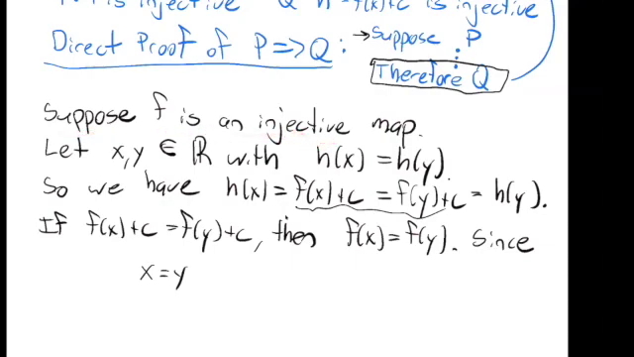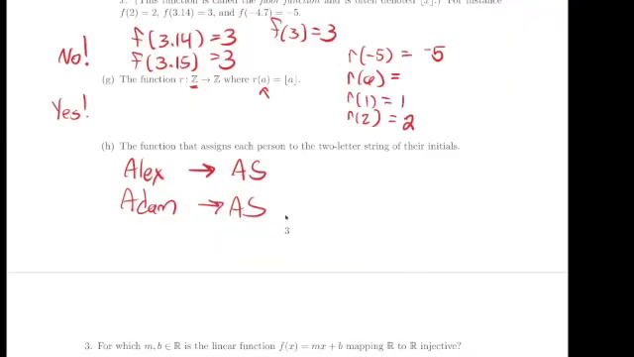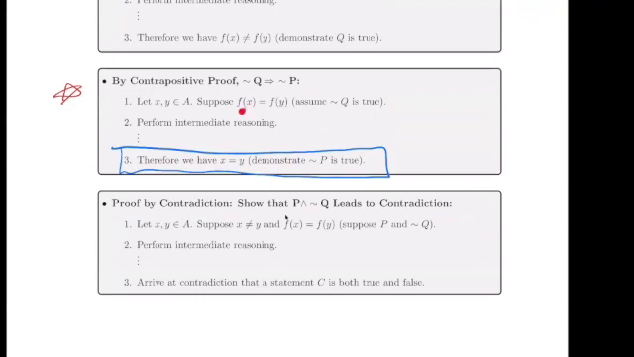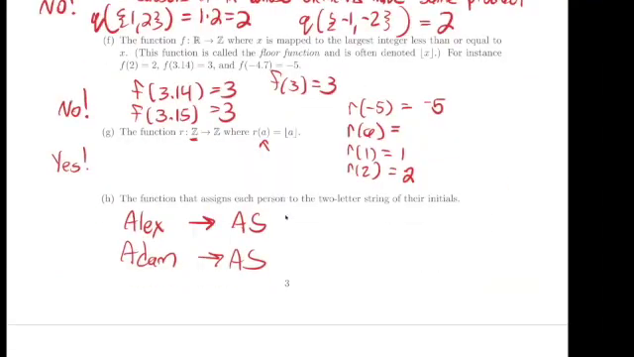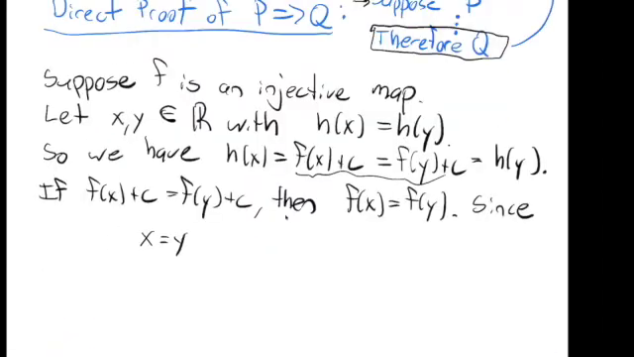So I'm not allowed to apply an inverse to both sides, but I don't have to, because we suppose that f is injective. And so if f is injective, then it definitely means if f of x equals f of y, x has to equal y. And that's what we want to show here. I want to show that if h of x is equal to h of y, it has to imply x equals y.